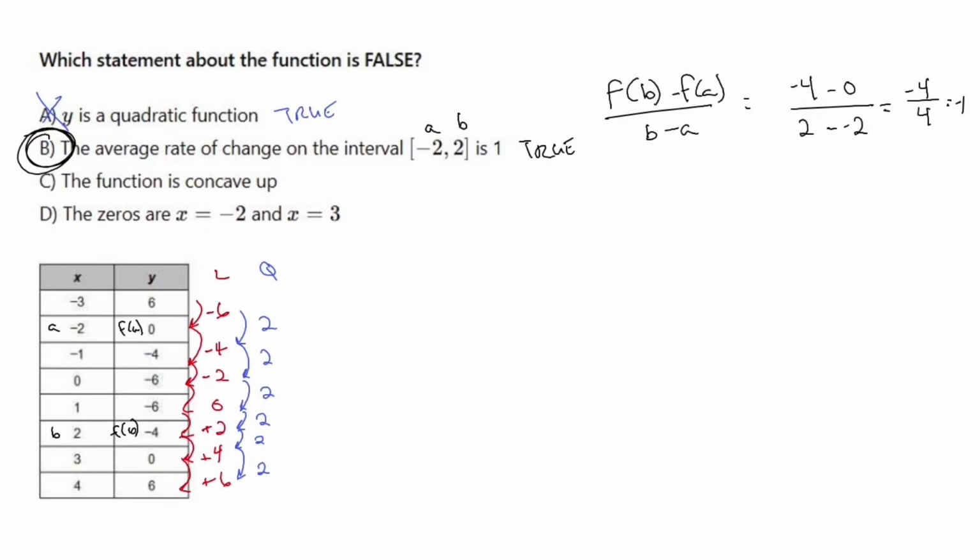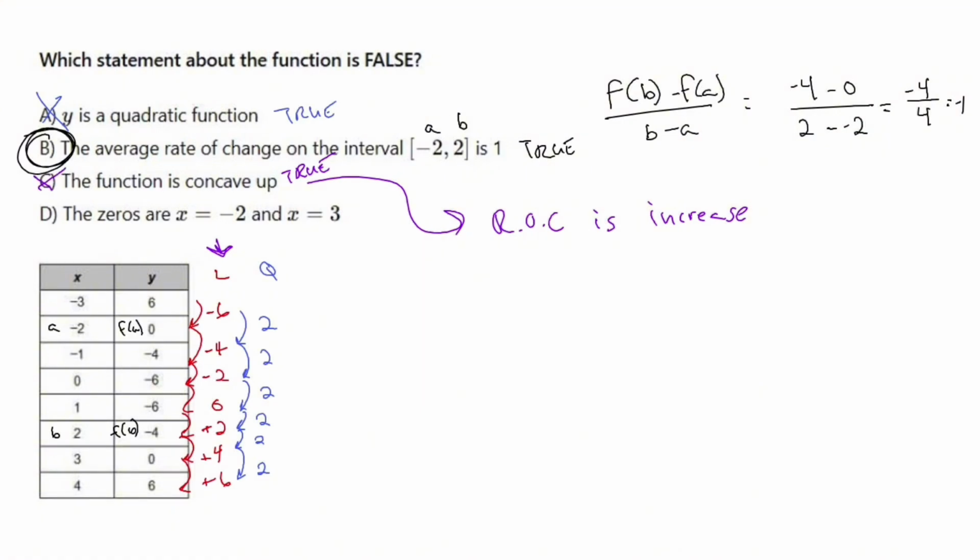In order to find if something is concave up, you find out if the rate of change is increasing. In other words, if I look at the rate of change, I'm looking at my linear values, and my linear values are increasing. I'm going from -6 to -4 to -2 to 0 to 2 to 4 to 6. Those numbers are increasing. So this is concave up. This was a true statement, which means we didn't want B.